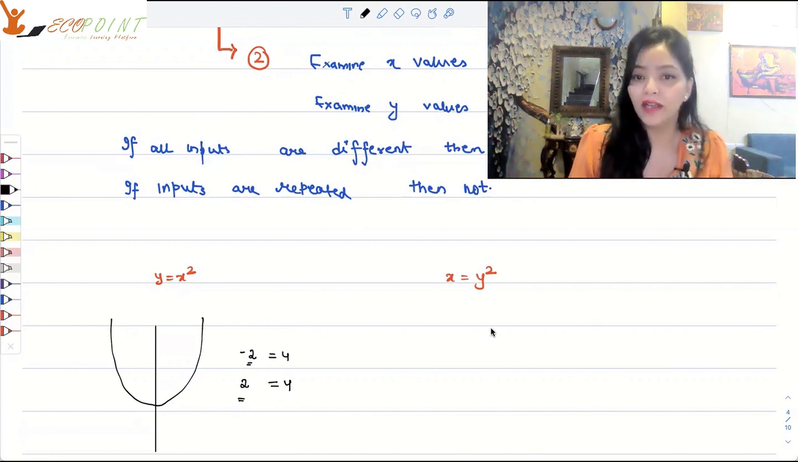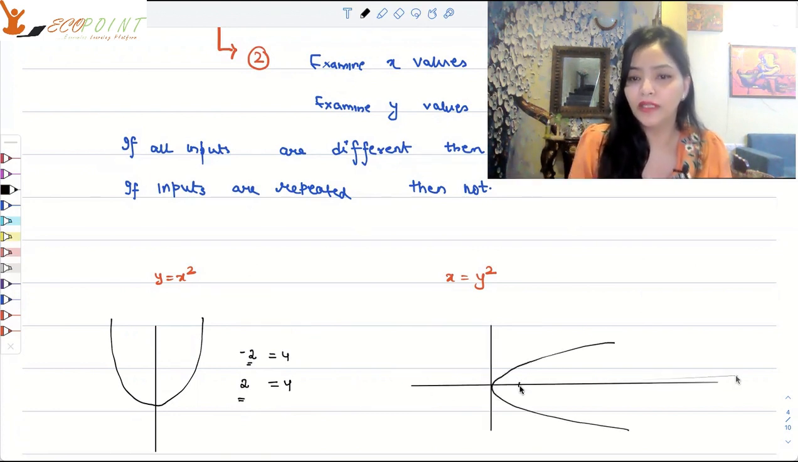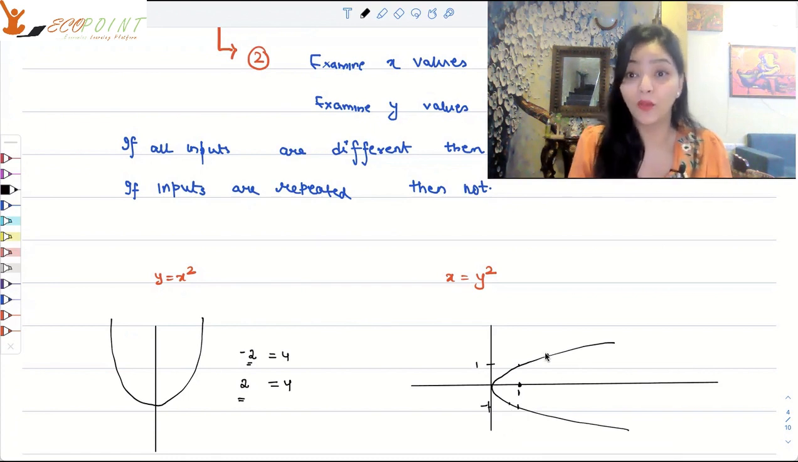But if you create a graph for x equals y squared, it's going to be something of this sort. For a particular x, say x is 1 here, when y is -1, I can get x equal to 1, and when y is +1, I can also get x equal to 1. See, the function is x equals y squared. So there's a difference. When x is 4, y = -2 is giving you 4, and y = +2 is also giving you 4.